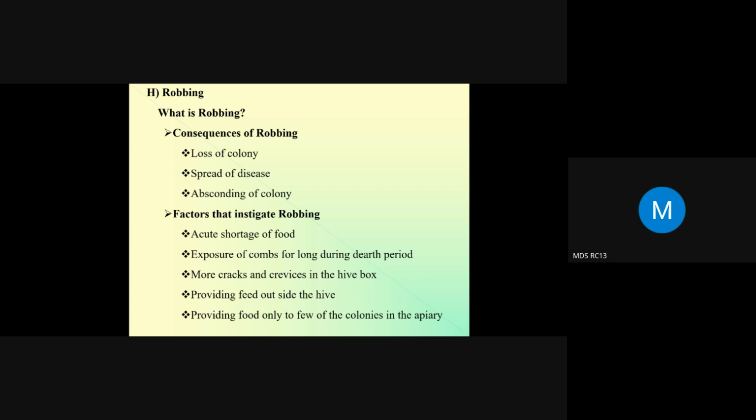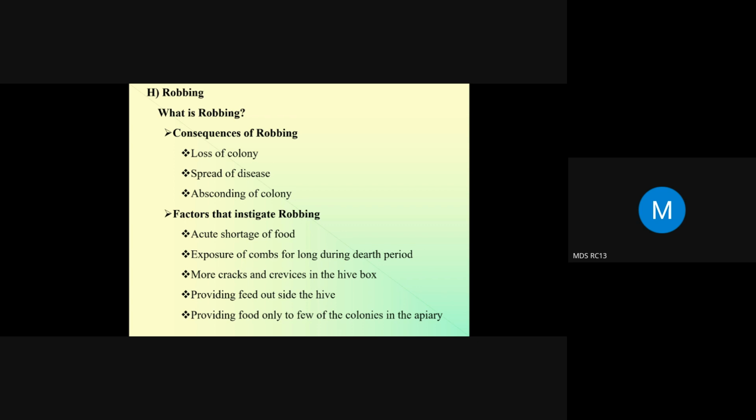There may be loss of the colony, and due to movement of workers from one colony to the other colony, if disease is found in that colony, it may transmit the disease from one colony to the other. And absconding of the colony may also happen if continuous robbing is seen. The host worker bees may decide to leave that colony. So we have to prevent this.